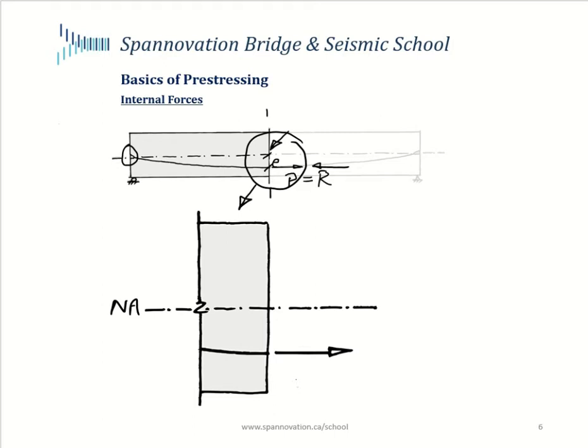So I've just zoomed into that piece now over here. This is my neutral axis of this section, and here is my tendon, and the tendon is applying a pull force on this face, and that pull force is P, as I said.